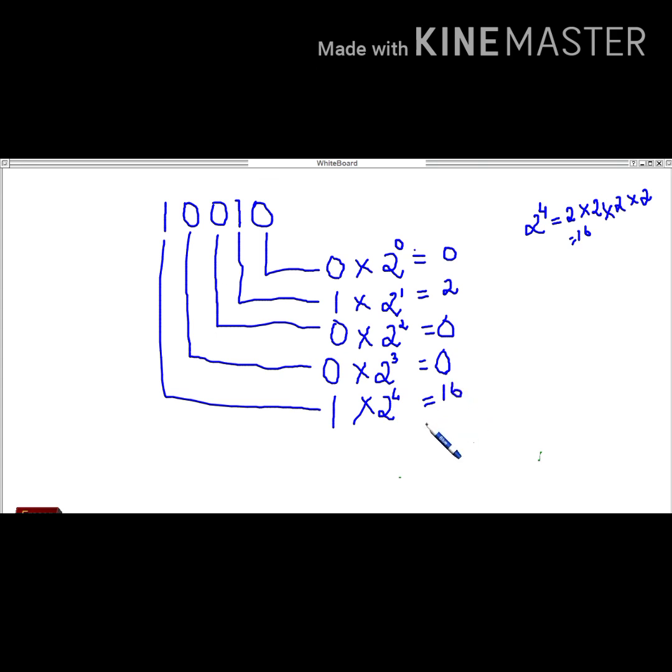Done. After this, we will add all the numbers we got. So 16 plus 0, 0, 2, 0. Answer is what? 18.